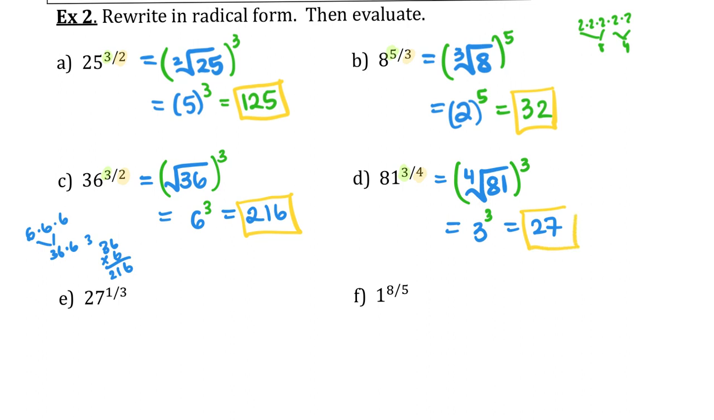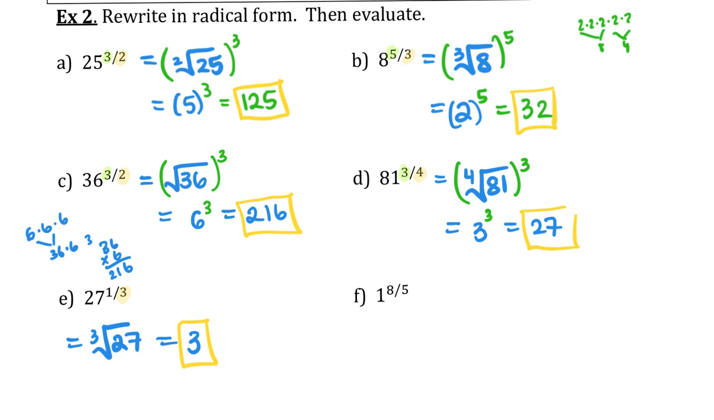Let's try 27 to the 1/3. Okay, what's the index? It's a 3. So I know I'm doing the 3rd root of 27. There's no number at the top except 1, so I'm only doing the root. So that's 3.